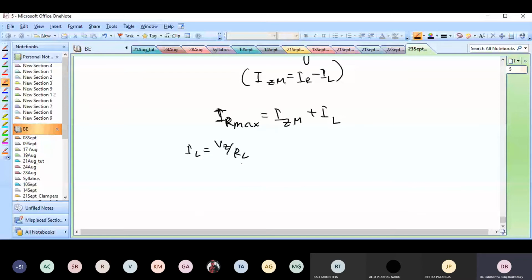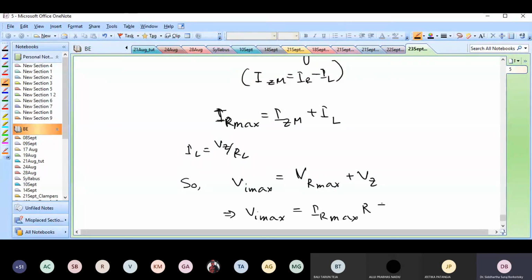and IZM is the maximum, of course. So VI max would be VR max plus VZ. Sorry. VI max is IR max times R plus VZ.